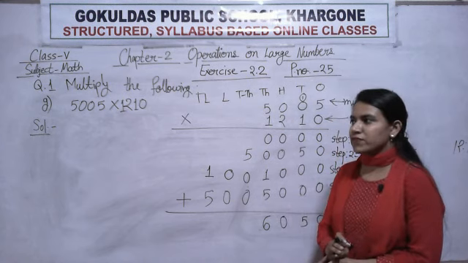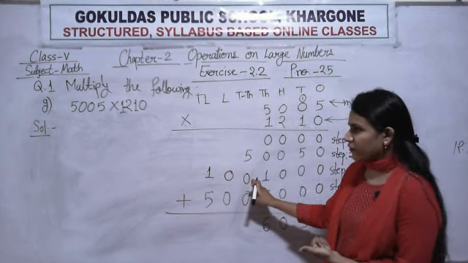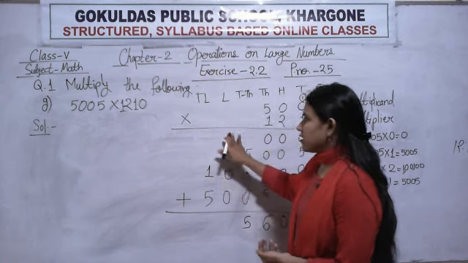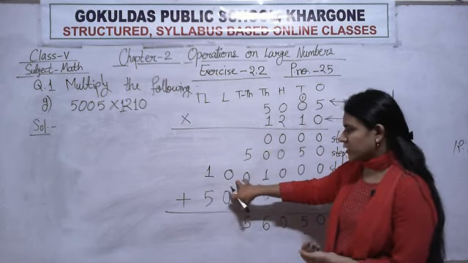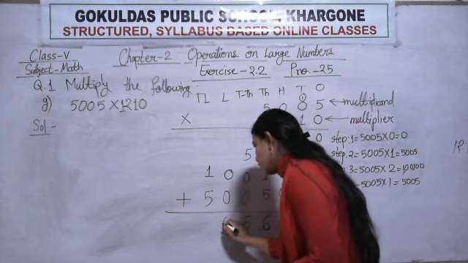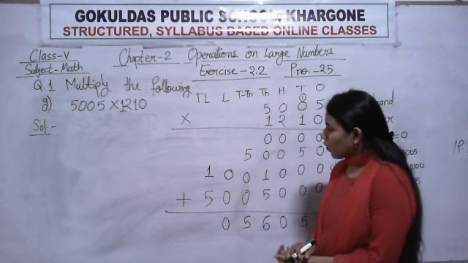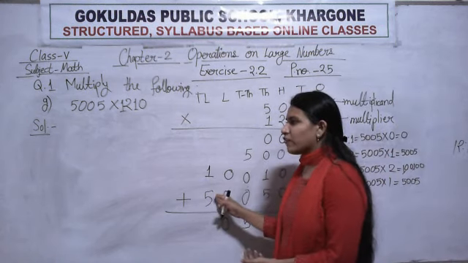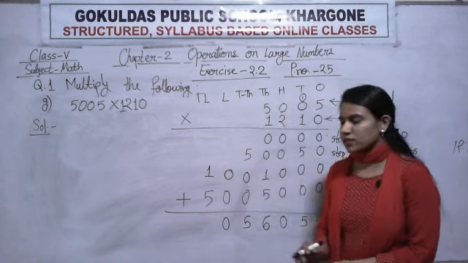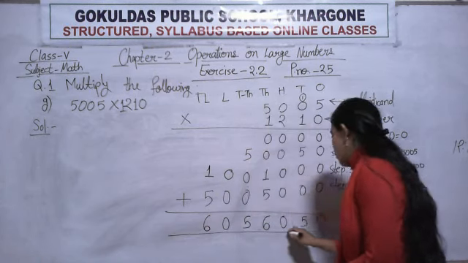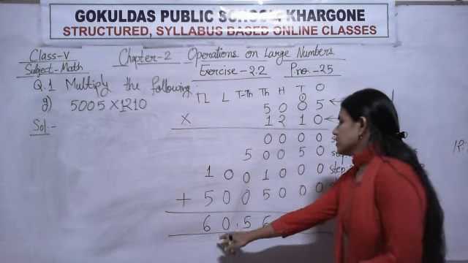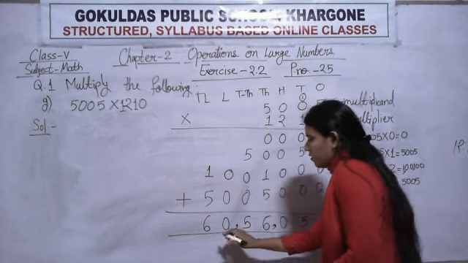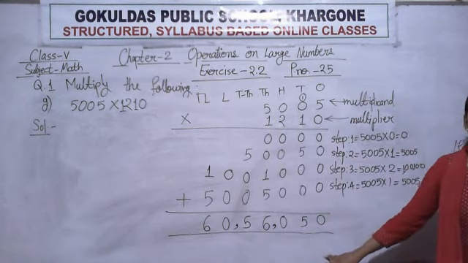Now add the digits in the next column. The digits are 5, 0 and 0. So 5 plus 0 is 5. Again 5 plus 0 is 5. Now add the digits in the next column. In the next column both the digits are 0. When you get 0, you will get 0 as the answer. Now add the digits in the last column. The digits are 1 and 5. 1 plus 5 is 6. So 60 lakh 56,000. 60 lakh, it is comma. 60 lakh 56,050 is your final answer.